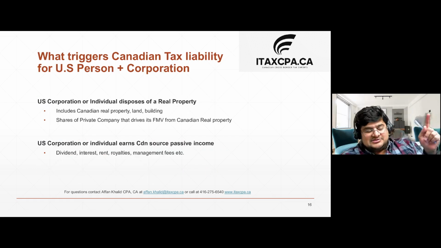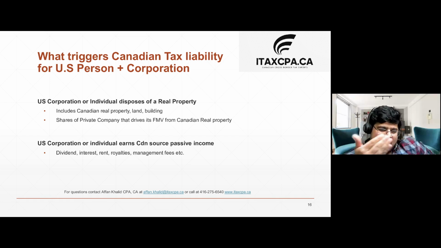However, if you're earning dividend income, interest, rent, royalty income, income from these passive sources, then you don't have to file any Canadian tax return. The withholding taxes that are applied on this passive income is the final tax on the Canadian side. The issuer might issue you an NR4 or some NR number slip, but that's about it.